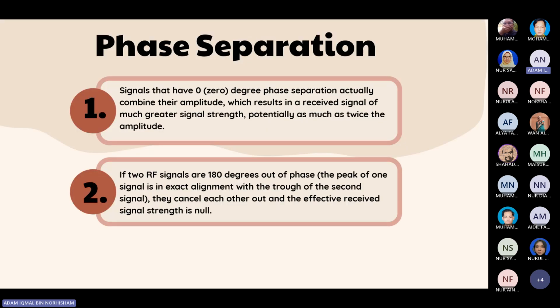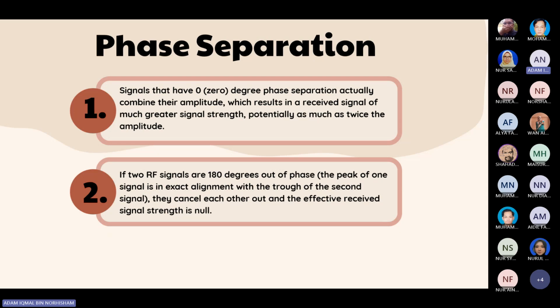So for last we have phase separation. So signals that have 0 degree phase separation actually combine their amplitude, which results in a received signal of much greater signal strength, potentially as much as twice the amplitude. Ni dia nak kata puncak satu signal dengan puncak satu lagi itu sama. Amplitude satu signal dengan amplitude satu lagi signal itu sama. So dia akan combine, which will make the signal dua kali lebih kuat.